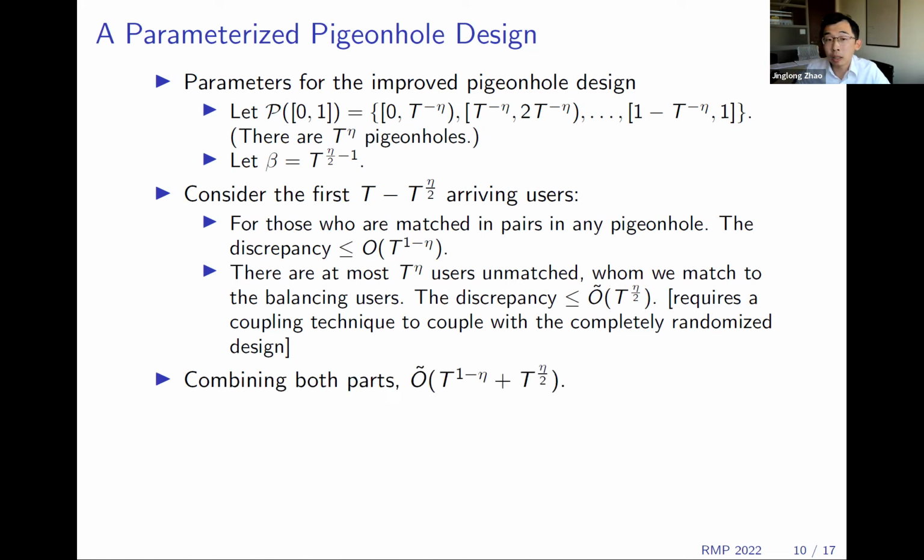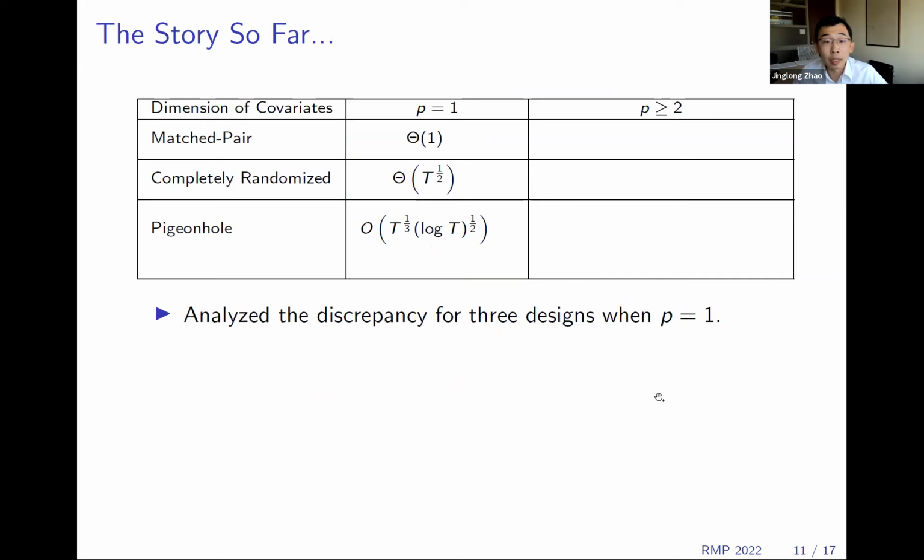So combining the two parts, we're going to get a total discrepancy of this big. And if we choose eta to be 2/3, then this is going to give us a small discrepancy of t to the 1/3. So the story so far is basically saying that we have designed a pigeonhole design that is better than the completely randomized design and worse than the matched pair design when there is only one single dimension.